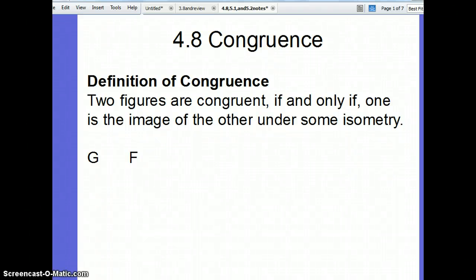We're going to start with the end of chapter 4 and the definition of congruence. Two figures are congruent if and only if one is the image of the other under some isometry. So the isometries, remember, are reflections, translations, rotations, etc. The symbol for congruent looks like an equal sign with a curve or a similar thing above that. So two figures are congruent if one reflects to the other or matches an isometry. That's something that we talked about, or we will talk about in chapter 4.